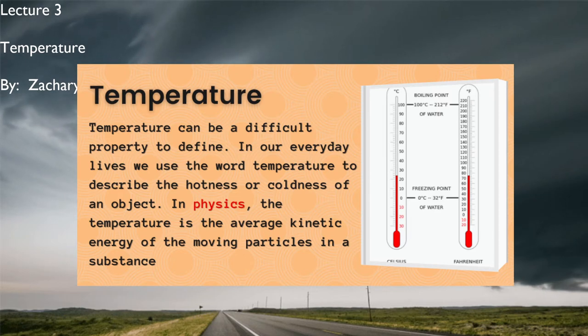All right, so let's define temperature. Temperature can be rather difficult to properly define. In our everyday lives, we use the word temperature to describe the hotness or coldness of an object. Well, in physics, temperature is the measure of the average kinetic energy of the molecules in a substance. If you could add energy to an object, its molecules would move faster, thus having more kinetic energy. Therefore, its temperature would increase.